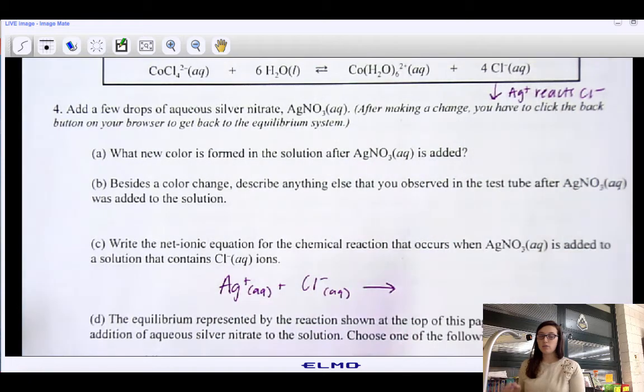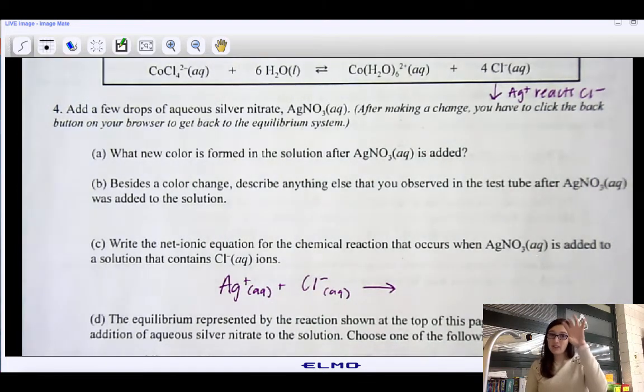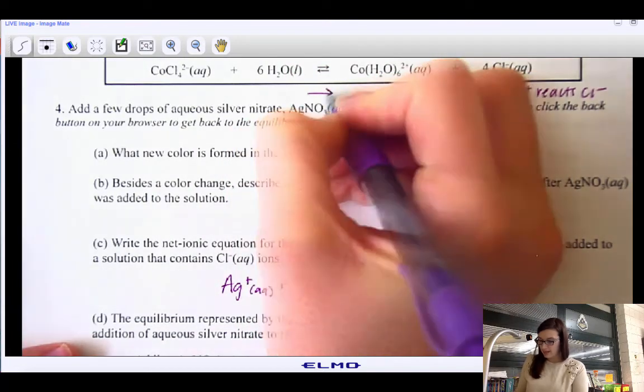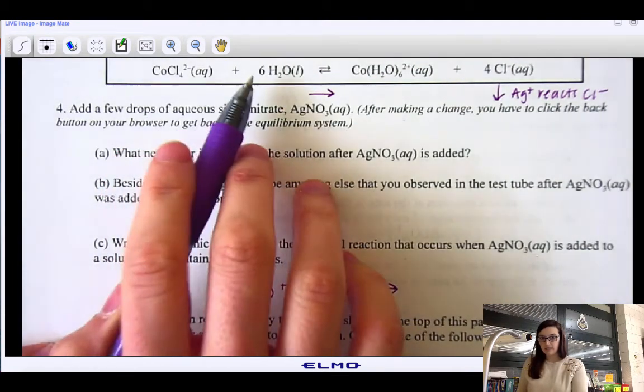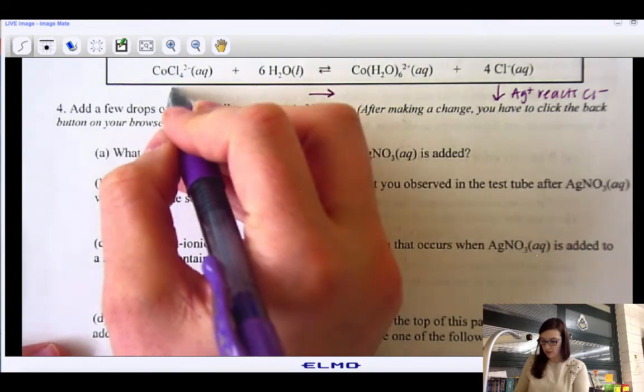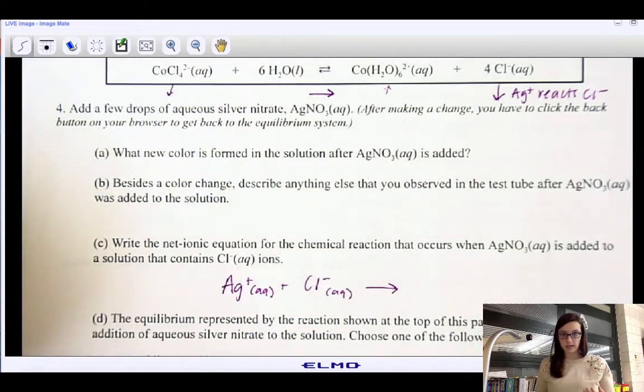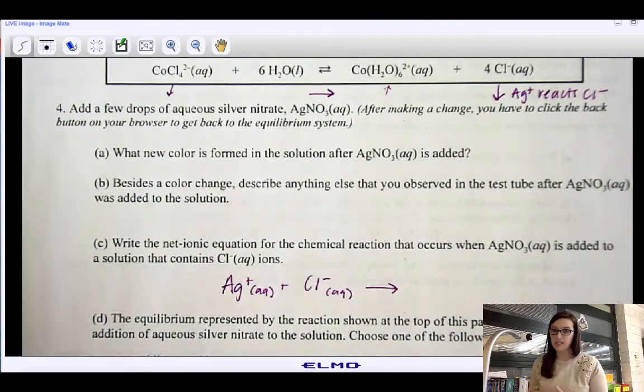And so since this is removing product, if we think about Q versus K, now we don't have enough product. We don't have enough in the numerator. So Q is less than K. To reestablish equilibrium, the reaction needs to shift in a way to make more products. And so what's going to happen is that the reactants need to react. So we're using up the blue solution. We're creating more products. We're creating more of this reddish-pink solution. And so that's why we see that pink color when equilibrium is reestablished.